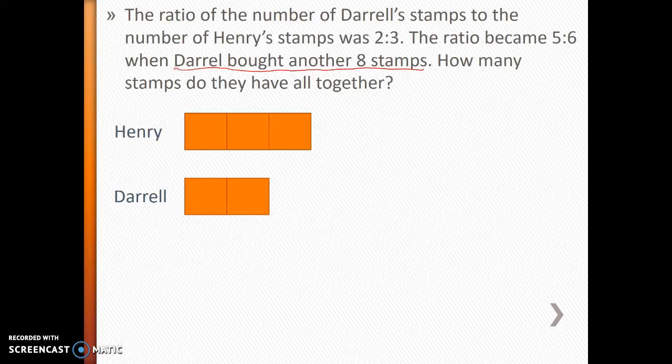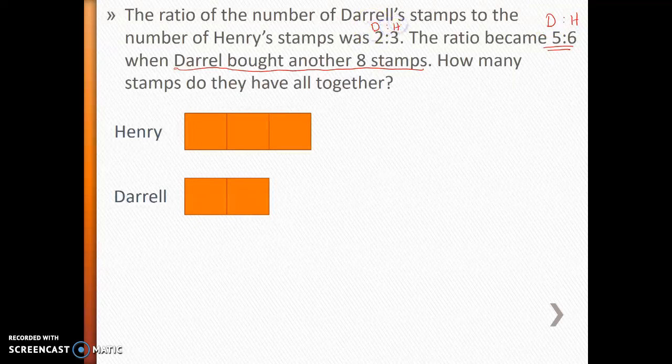Let's look a little more closely at our bar model here. We already answered what's changing: it's Daryl's stamps. Daryl is going to add to his collection, but Henry's amount of stamps never changes. Let's look at this ratio right here. It says the ratio became 5 to 6. I wish my bar model was flipped around, because it has Henry on top and Daryl on the bottom, but remember it was Daryl to Henry, and over here was also Daryl to Henry.